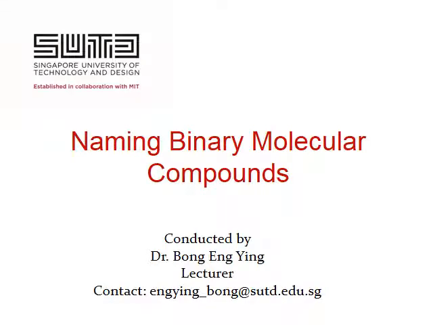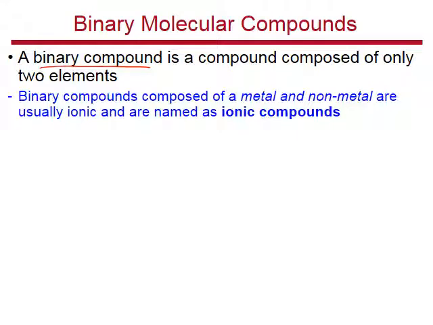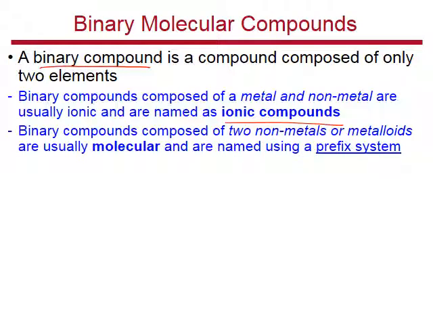In this video, we'll look at naming the binary molecular compound. A binary compound is a compound composed of only two elements. The first type of binary compound is the ionic compound, which we have discussed in a previous video, where it is composed of a metal and a non-metal. Another type of binary compound is a compound composed of two non-metals or metalloids, which are usually called the binary molecular compound, and they are named using a prefix system.